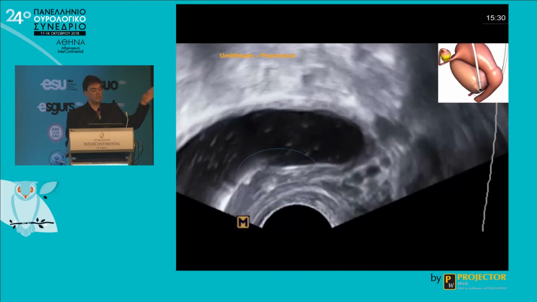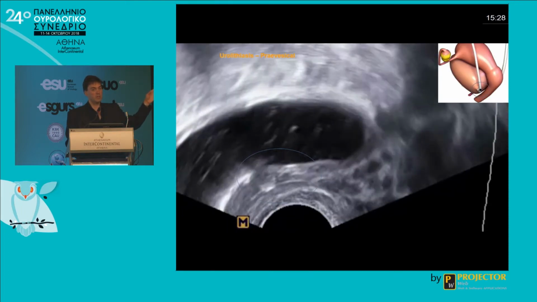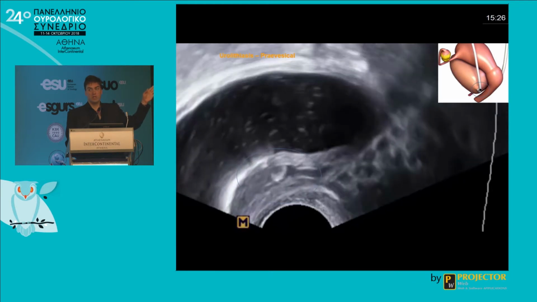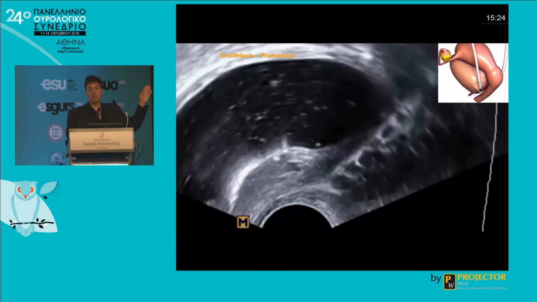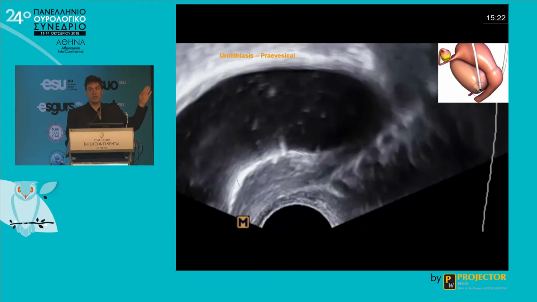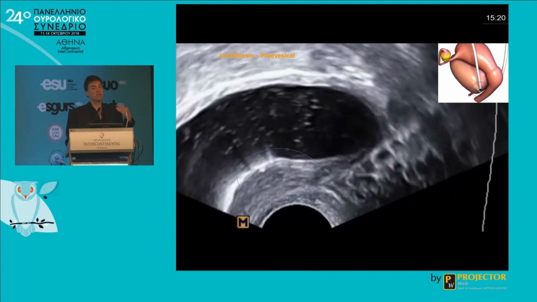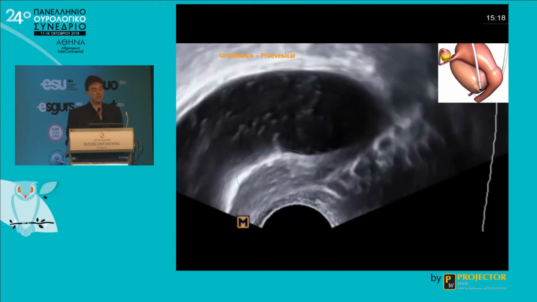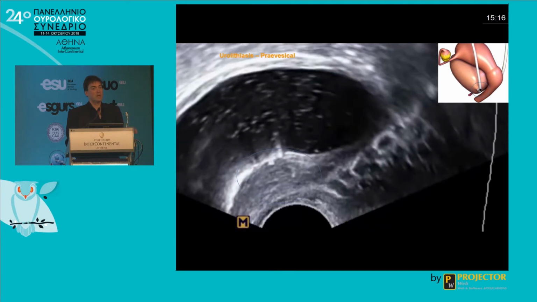And you can see it here. This is a stone. It is a jumping stone. You see it now, it's jumping inside the bladder. This is what you can see in ultrasound really exactly with this technique.